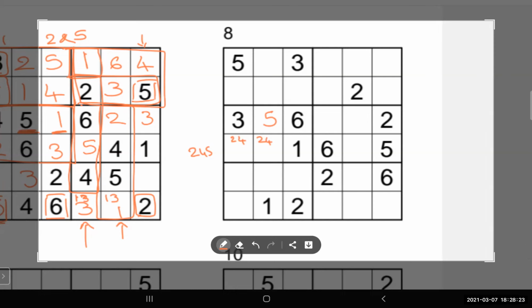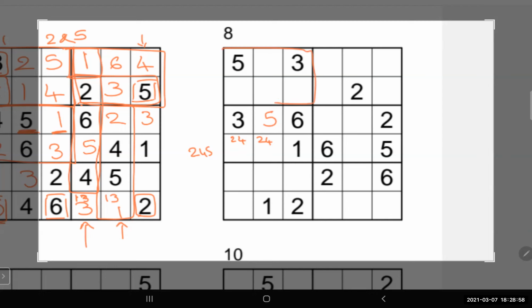So the missing numbers are 2 and 4. So we can keep 2 down the 3, sir. Why not 4? How can you say it's only 2, why not 4? Correct, there can be 4 also, sir. So we cannot solve it. So leave it.